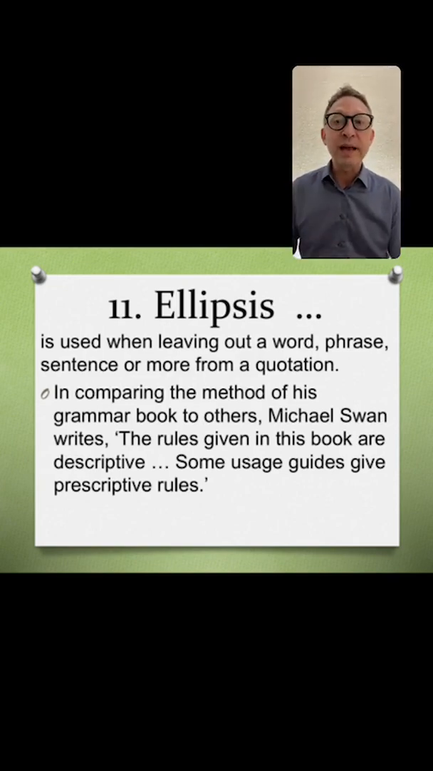In comparing the method of his grammar book to others, Michael Swan writes, quote, the rules given in this book are descriptive, ellipses, some usage guides give prescriptive rules. End of quote.